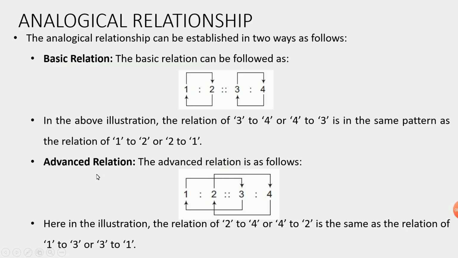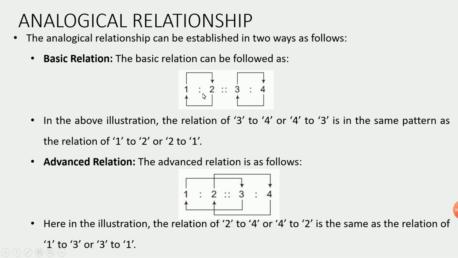So for an analogical relationship in our question paper or in any question, if it comes under this category, only two kinds of relationship could be formed. First is the basic relation. That is, the first element is related to the second element, and the third element is related to the fourth element. So based on the 1 and 2 relation, you have to find the third or fourth; one will be given, another one you have to find.